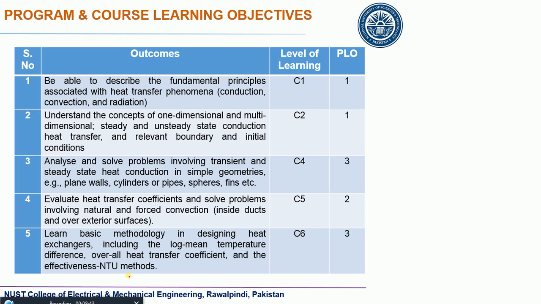Now, this is about program and course learning objectives. I need to tell you, in this first class, I'm going to announce those program and course learning objectives. You have 5 class learning objectives over there, and related program learning objectives and their level of learning are described here. Now, what does that mean? You have been told again and again by the UG coordinator. If you have any question, you can always consult, right? But you need to clear all those PLOs and CLOs.